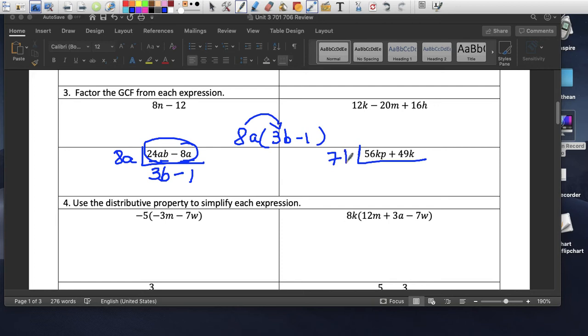And they also share the letter k. So what times 7k is 56kp? Well, 7 goes into 56 8 times. The k is already there, we don't need it, but we do need a p.